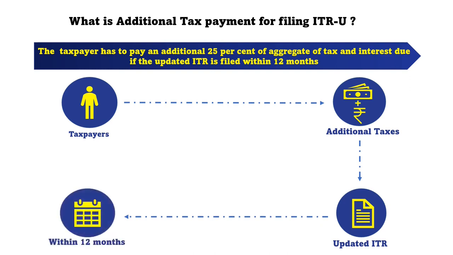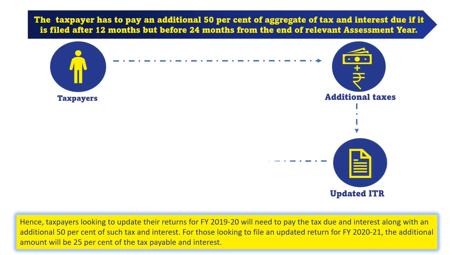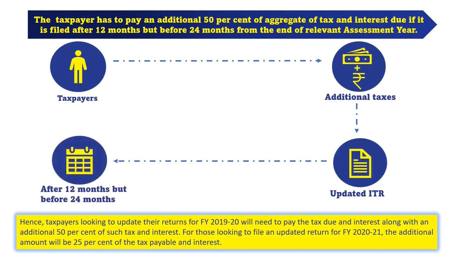A taxpayer will be required to pay an additional tax of 25% of the aggregate of tax and interest due if the updated ITR is filed within 12 months from the end of the relevant assessment year. This additional amount of 25% of aggregate of tax and interest due is increased to 50% if ITR-U is filed after 12 months but before 24 months from the end of the relevant assessment year.